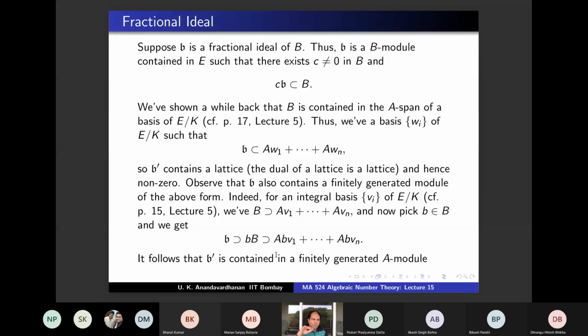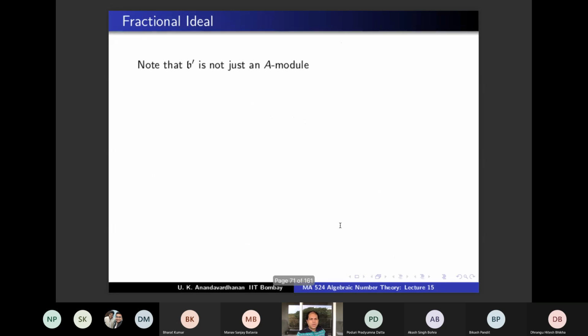Right? If B is an A module, then B prime is an A module. So that is okay. Finite generation follows because it is contained in a finitely generated module, and we are over a Dedekind ring. So Noetherian is there. So a submodule of a finitely generated module is finitely generated. So B prime is contained inside a finitely generated module, and therefore B prime is finitely generated as an A module. Okay. But B prime is not just an A module.